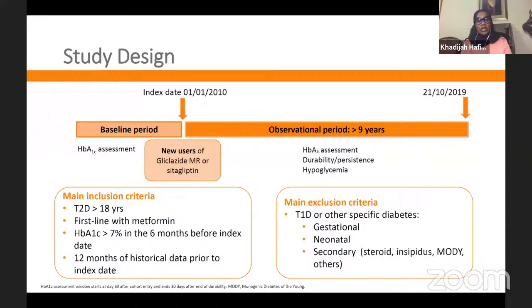So who was included in the analysis? Patients with type 2 diabetes that were above the age of 18. They had to be on metformin therapy as first line.